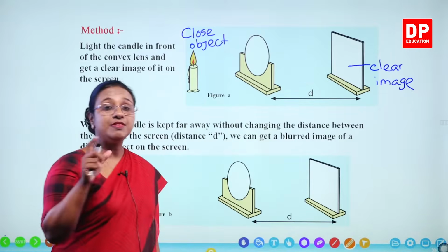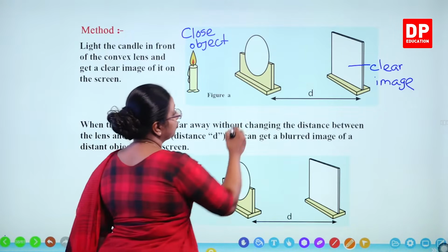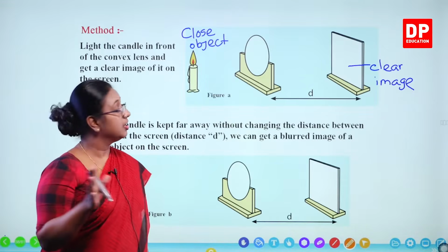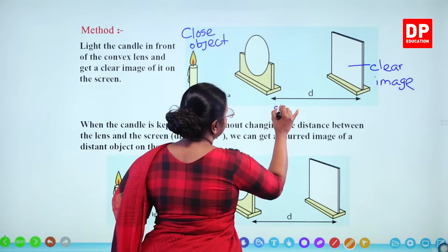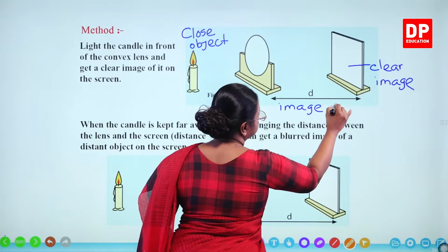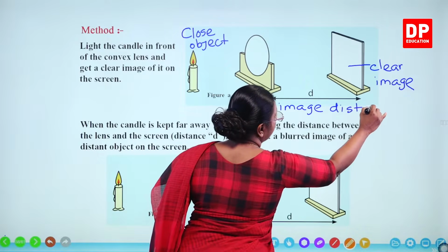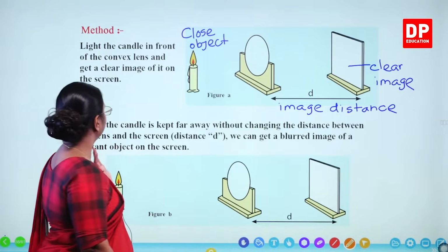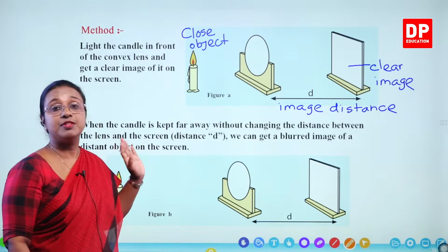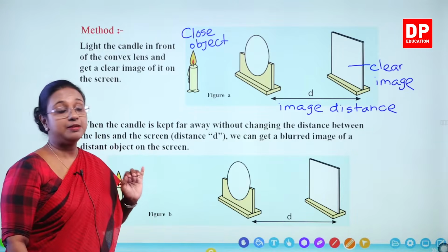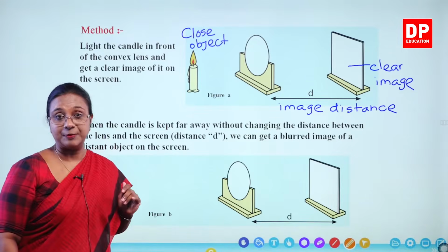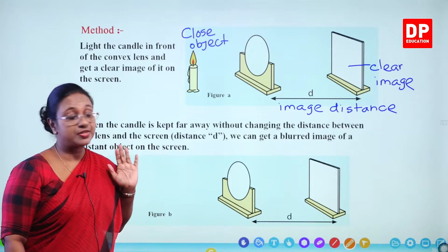At that point, we fix the distance, and that is going to be the distance between the lens and the retina, similar to that. So, here D is the image distance. Once we fix that, what do we do? Now we have the close object, we got the clear image, and we have fixed the image distance. We move the candle far away to see how short sight occurs.